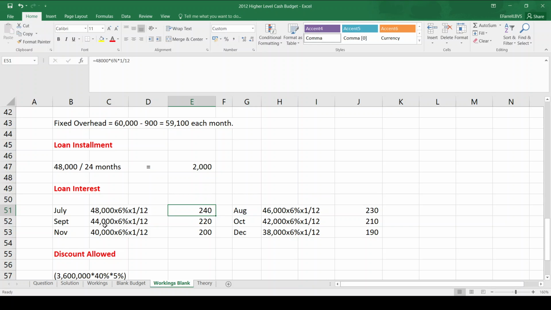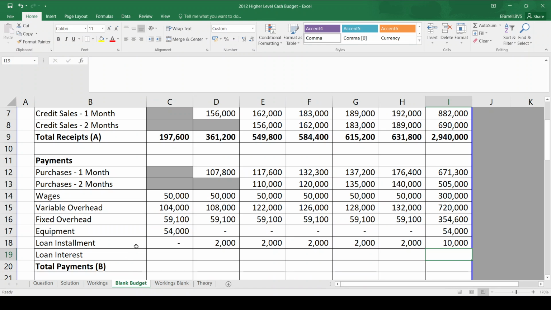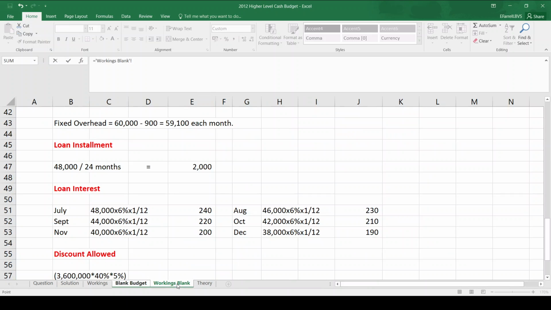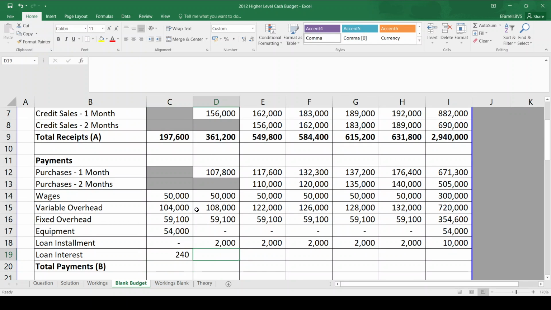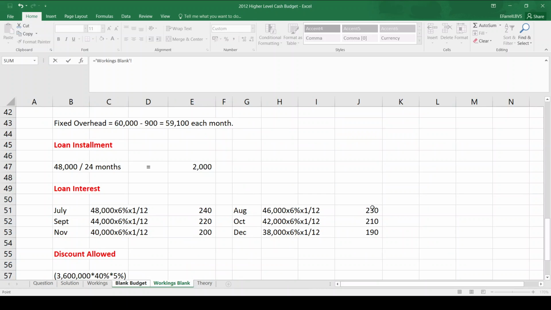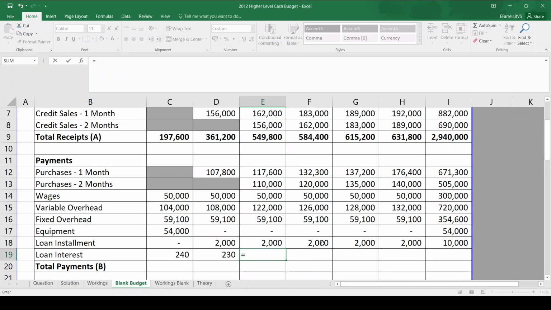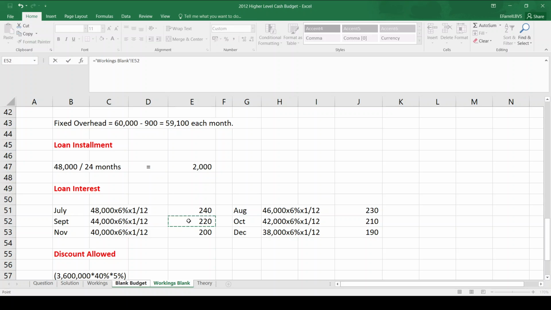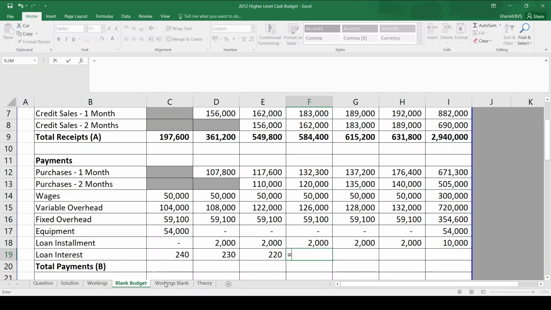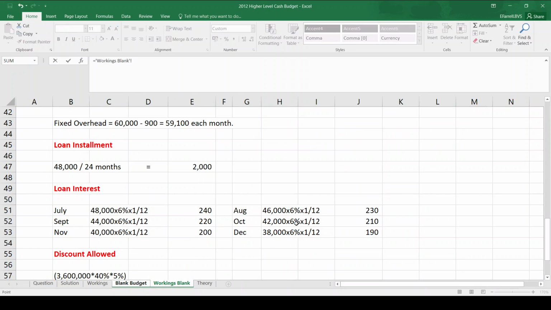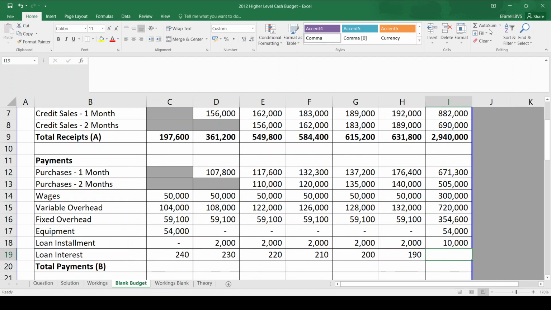Then again, the next month we paid off another 2,000, so it's down to 44, down to 42, down to 40 and 38 and so on. So the first month it is 240, and you can see a pattern here. It's going down by 10 each month. The next 230, 220, 210, 200, and 190. So I just need to total those.